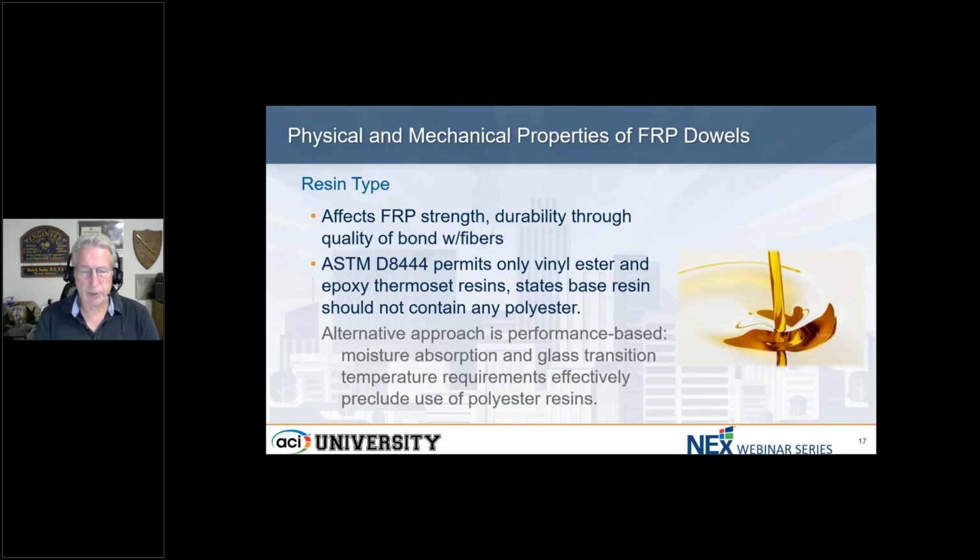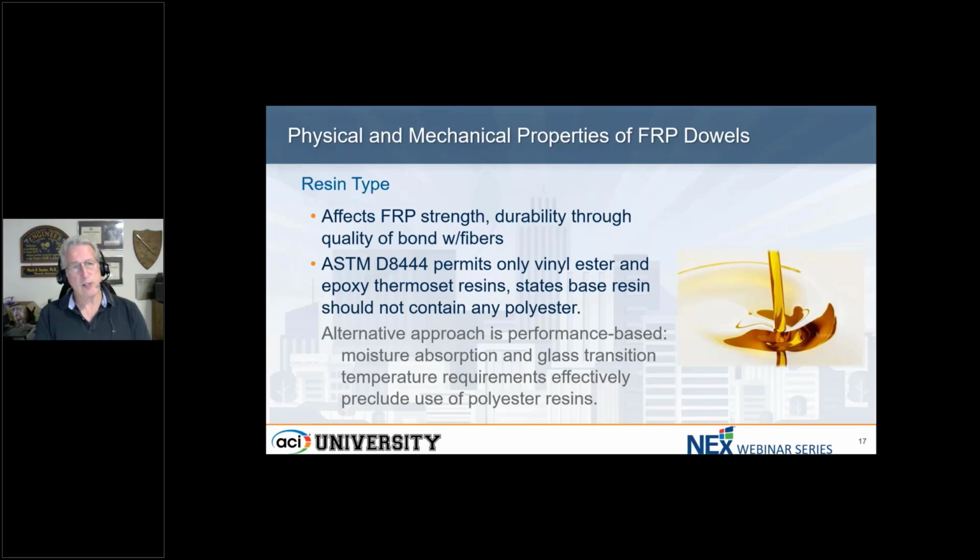First is the resin type. The type of resin that is used affects the strength of the FRP and the durability through the quality of the bond that the resin has with the fibers that are used. Now, there is a brand new specification by ASTM out for the use of FRP dowels in concrete pavements. That's ASTM D8444. I think it was approved back in May of this year, and it has just recently appeared, I believe, in print within the last month or so.